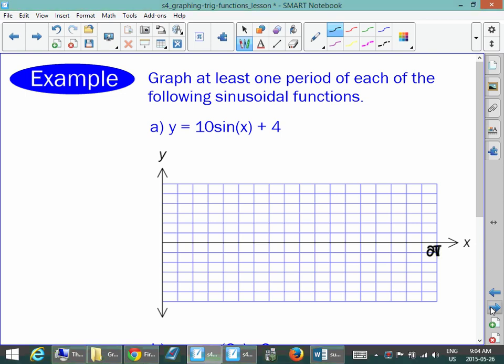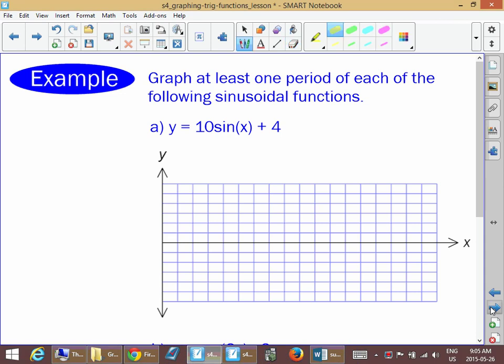I don't even know how many marks I've got. 1, 2, 3, 4, 5, 6, 7, 8, 9, 10, 11, 12, 13, 14, 15, 16, 18. Is that right? Let me recount: 3, 4, 5, 6, 7, 9, 10, 11, 12, 13, 14, 15, 16, 17, 18. Okay, if it's 18, that's fine.